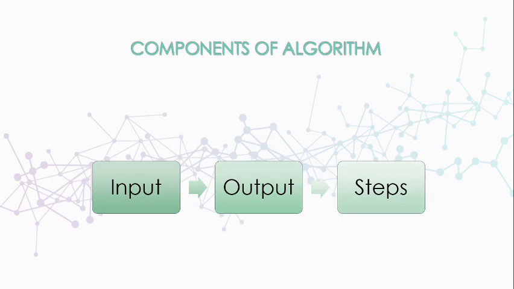Moving on, we are going to see the components of algorithm. Algorithm basically consists of 3 components: input, output, and the steps. Input will be the information or data that we will need to make an algorithm. Output will be the final result of that algorithm, and steps will be the steps or the procedures followed in order to achieve that task or that method.